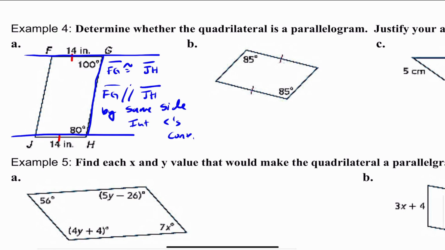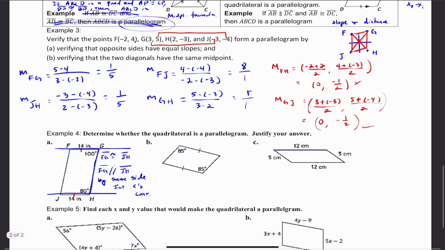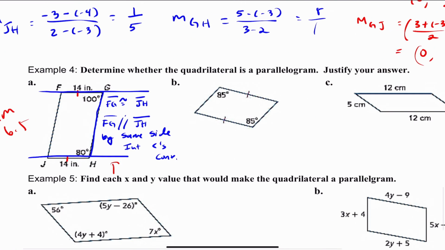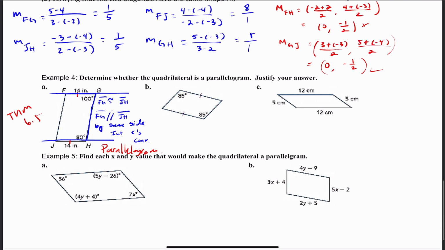Okay, so look, we have segment FG congruent to JH, and we have shown that FG is parallel to JH by the same side interior angles converse. So using theorem 6.5, we can say that yes, it's a parallelogram. You can say that that is a parallelogram. Okay. All right.